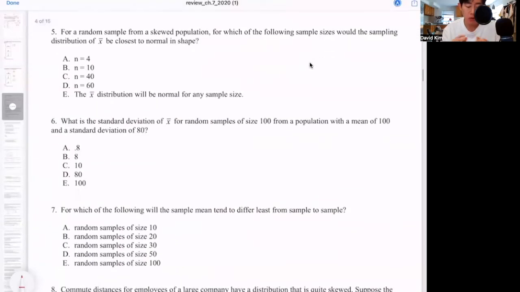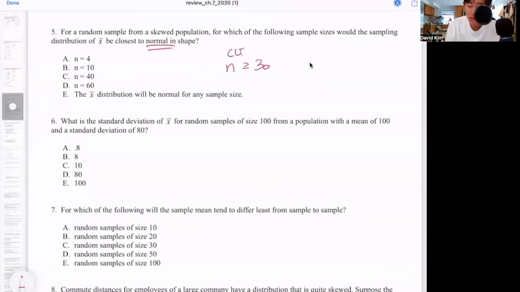Number 5: for a random sample from a skewed population, for which of the following sample sizes would the sampling distribution of the mean be closest to normal in shape? This is not really a difficult question. You're talking about the central limit theorem, and that really comes down to whether the sample size is big enough or not.